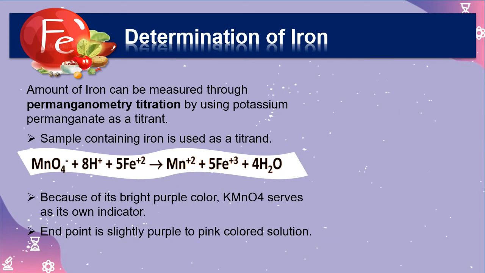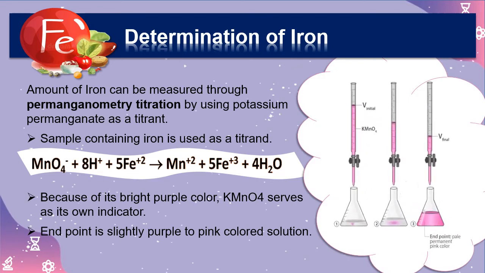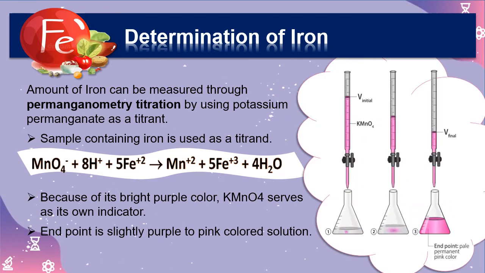We can measure the amount of iron in different food samples through a redox titration called permanganometric titration, in which potassium permanganate is used as a titrant which is taken in the burette, and the food sample is taken in the flask in which iron is the analyte. As we know, potassium permanganate has a bright purple color, so it acts as a self indicator on reaching the endpoint.